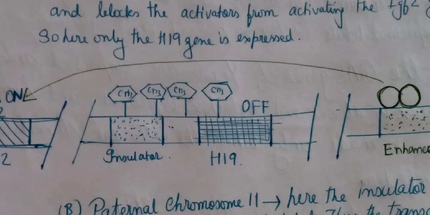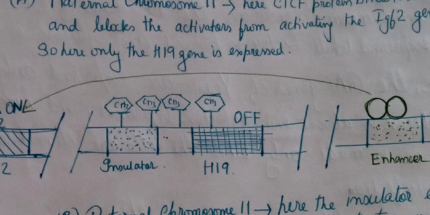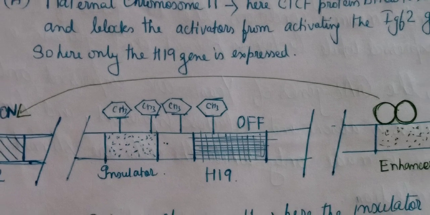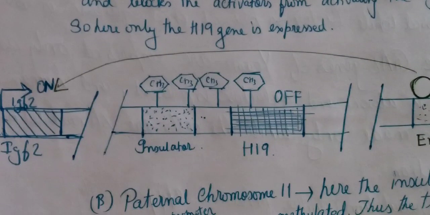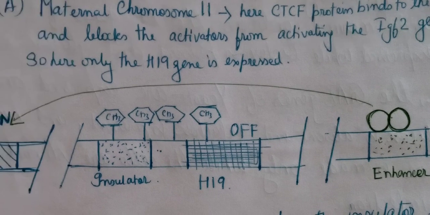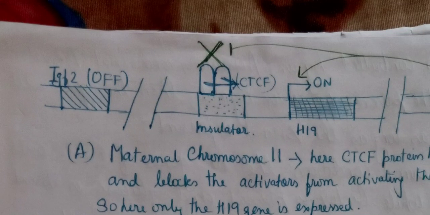In the paternal case, we can see this is the B, the paternal chromosome. There is a methyl group attached to the insulator region up to the H19 region, that prevents CTCF from binding to the insulator. Your CTCF protein will not bind because of methylation of these regions, and thus the activator bound to the enhancer can now express the IGF2 gene. So this is the case for paternal and maternal chromosome number 11.